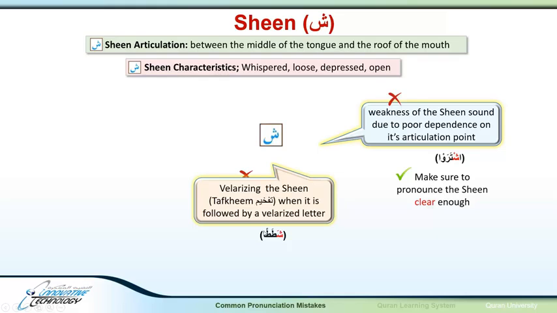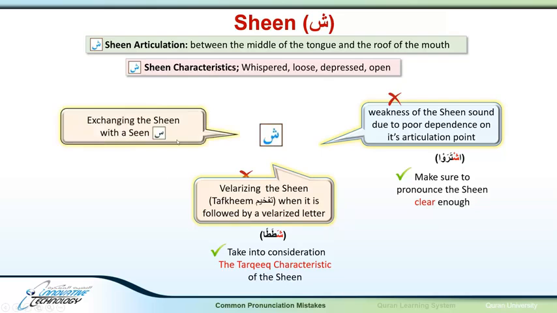Shatata. Ta is a velarized letter, and having the sheen before it makes the person tend to also give it velarization, tafkhim, and the person tends to pronounce it wrongly, while the right way of pronouncing it is like this. شطط Shatata. So we don't velarize the sheen, yet we velarize the two letters following it. So you have to take into consideration the tarqiq characteristic of the sheen and avoid velarizing it when not indicated.